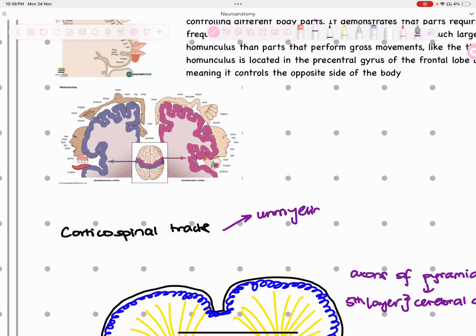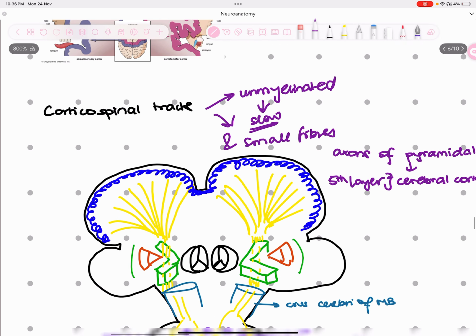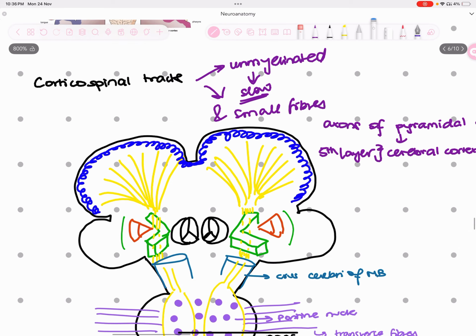unmyelinated, therefore they will be very slow conducting, right? And there'll also be small fibers. So there'll be slow conducting small fibers. These are corticospinal tracts for you guys.